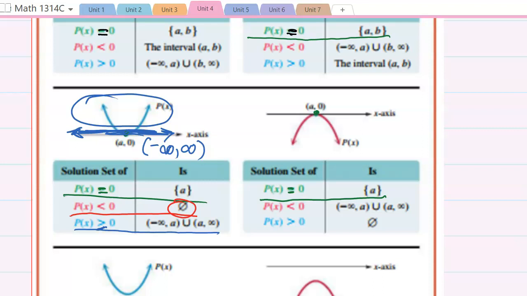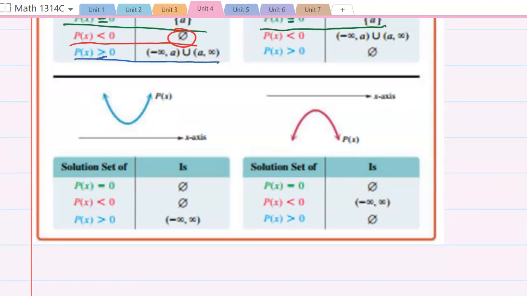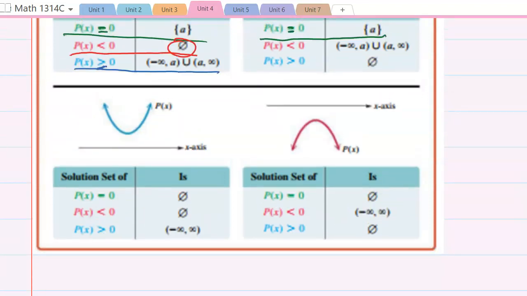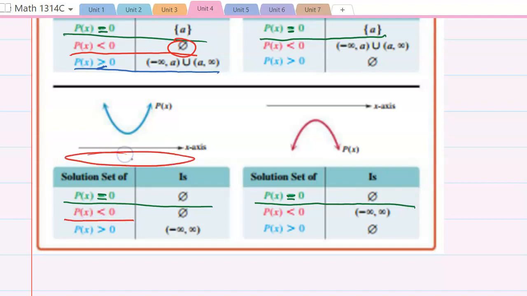Finally, let's look at the last row of parabolas. We see here that the parabolas do not touch the x-axis at all. This means that there are no real x-intercepts or solutions for the quadratic equation. But when we take a look at the quadratic inequalities, we see that looking at the upward parabola, we can ask for f of x is less than 0. That means we are looking for parts of the parabola that are below the x-axis.